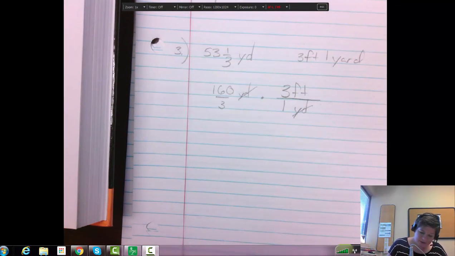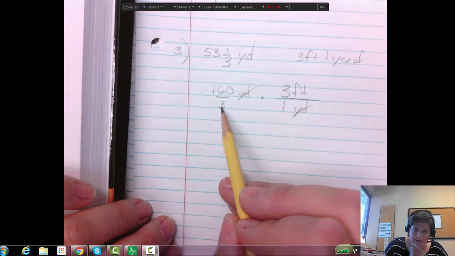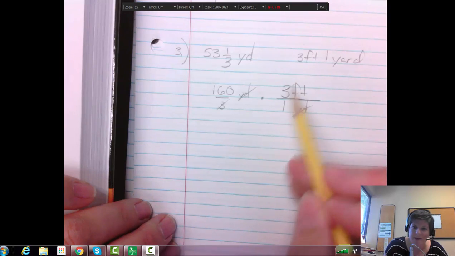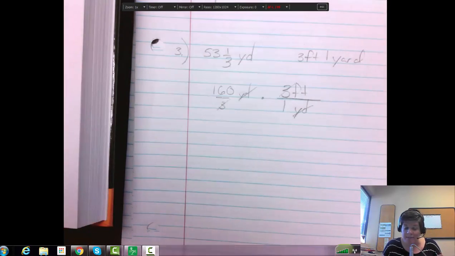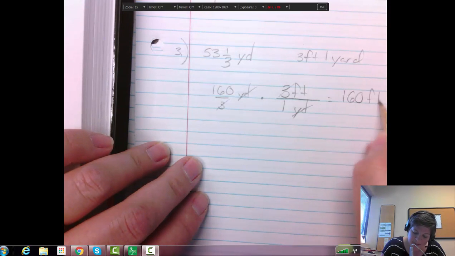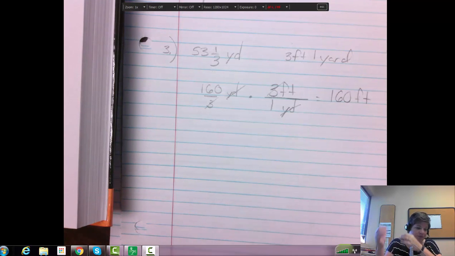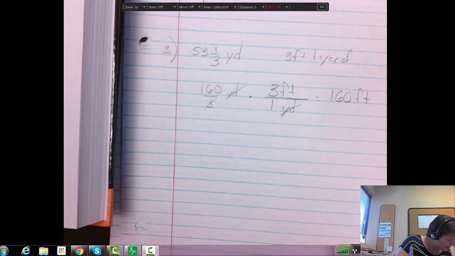So I need 160. Well, look at the 3's: times 3 divided by 3. The 3's are going to cancel to 1, right? 3 divided by 3 is 1. So I actually end up with 160 feet. So all I did right now is convert them both to feet, and I think they wanted the answer in feet, so I guess we probably had to convert to feet.